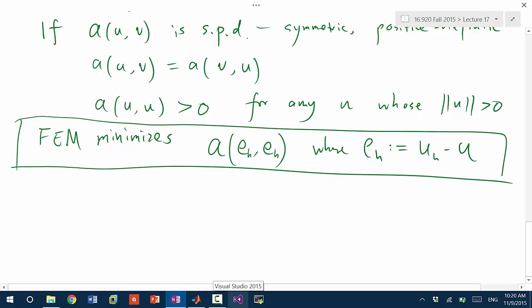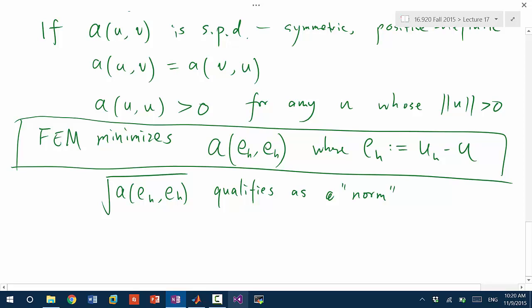All right. And of course, because we have the symmetric positive definite property, this A of E and E actually qualifies as a proper norm. So if I take the square root of A of EH, it qualifies as a norm, that's usually denoted as the energy norm of the error. And do we all know what a norm stands for? Now, who knows what a norm means?